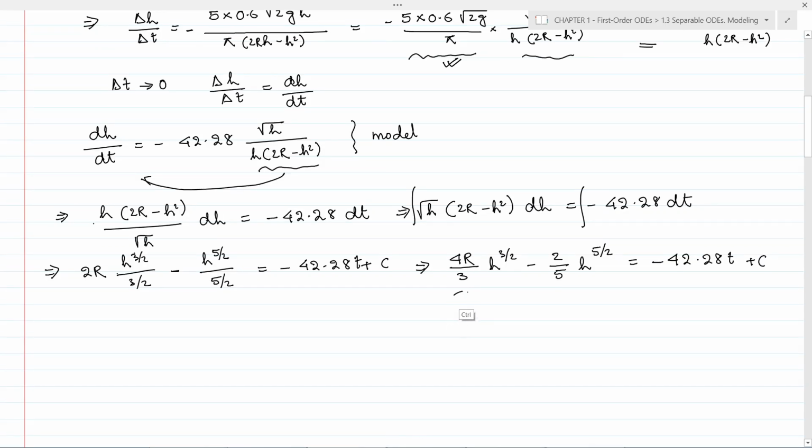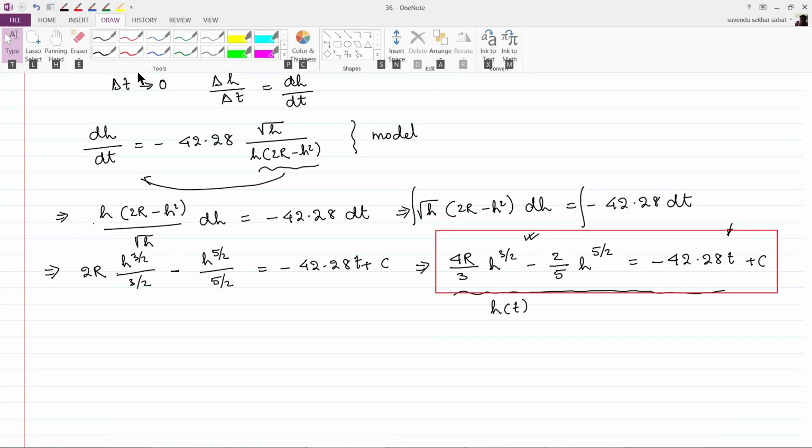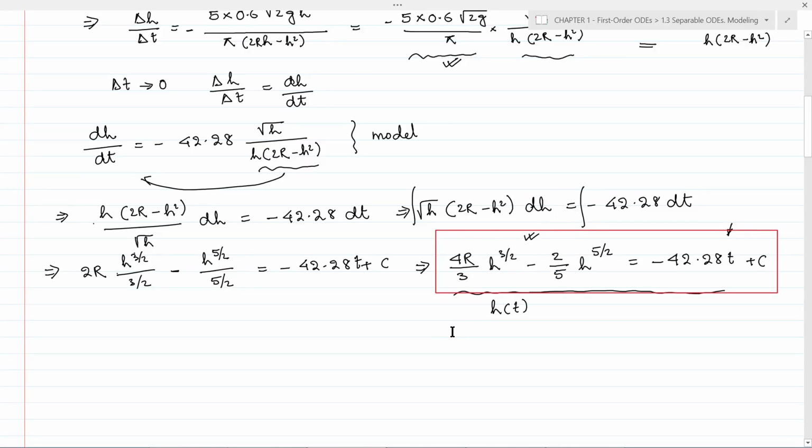Now, this equation is not in the explicit form, but it gives the height of the water h of t as a function of time t. In this equation, we can put any time t and calculate the height of the water at that time. So, this is the solution that we got from the differential equation, and this is the general solution.